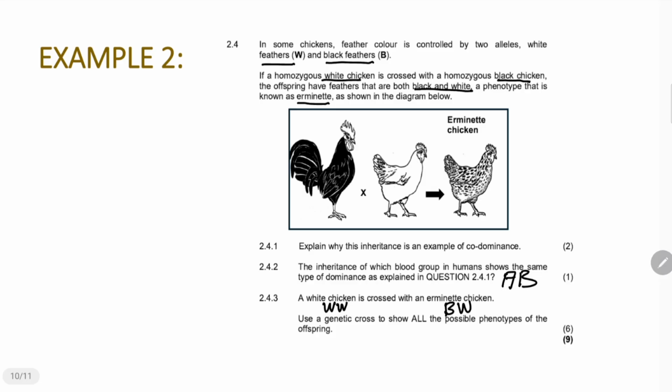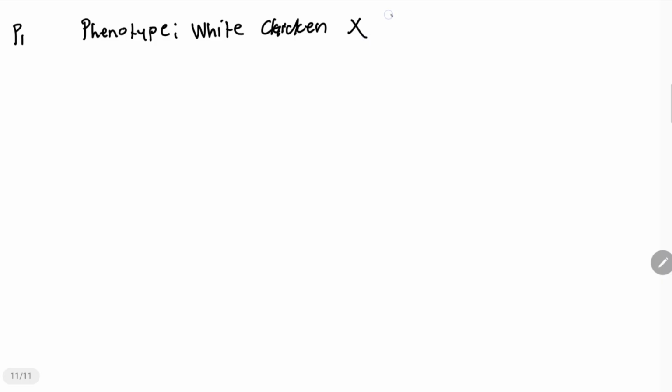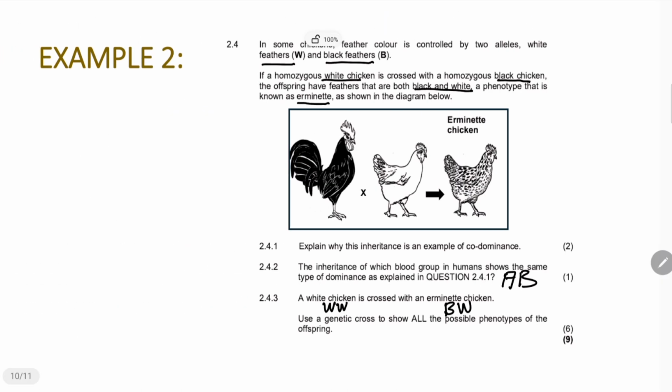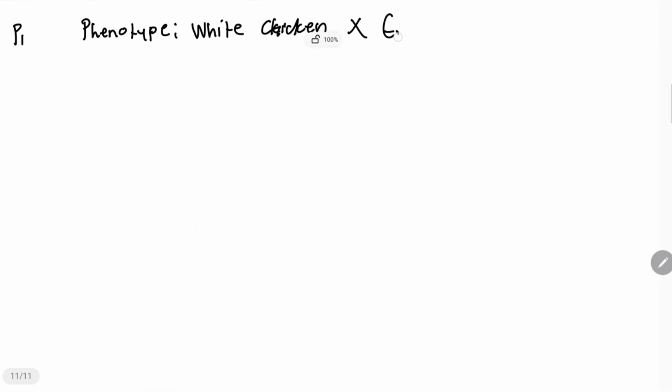So let's perform this genetic cross. So it is a white and an Erminette chicken. So it is going to be P1. In front of P1, it is going to be phenotype. So it is going to be a white chicken. That is going to be crossed with an Erminette. So a white chicken there is crossed with an Erminette chicken.